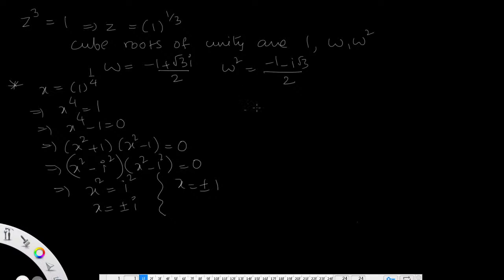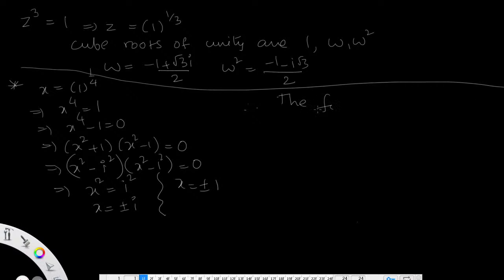Therefore the fourth roots of unity are plus or minus 1 and plus or minus i, whereas cube roots of unity are 1, omega and omega square, that is omega means minus 1 plus root 3 i by 2, omega square is minus 1 minus i root 3 by 2. That is also in the cube roots of unity, the value we got.